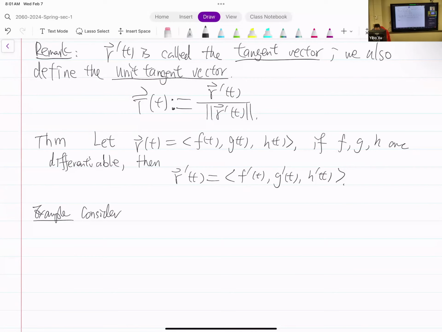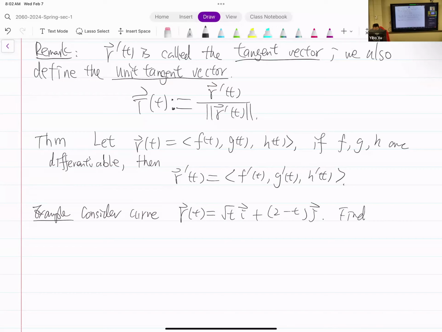Consider the space curve r(t) = square root of t i plus (2 minus t) j. And then that's all, so we don't really have a k. That just means we only have the xy coordinates, and the z coordinate is always 0. So this is still two-dimensional, a curve within a plane.